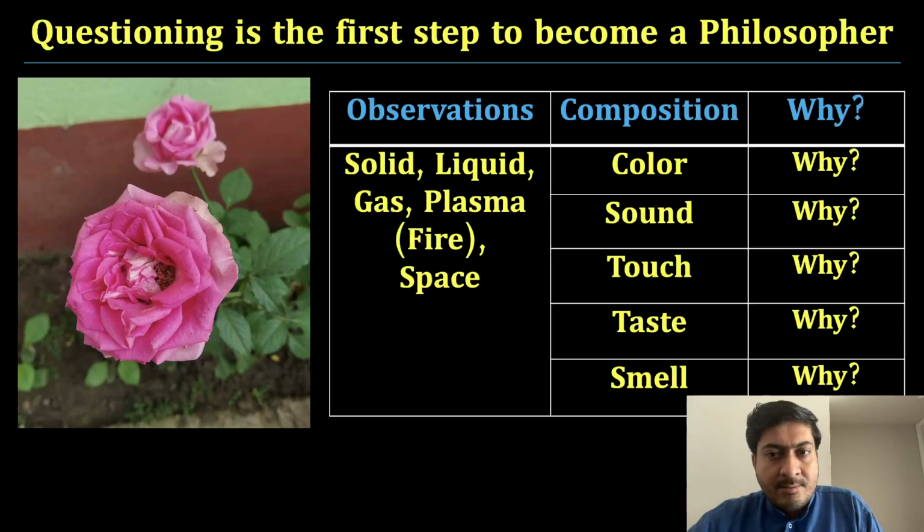So the first question a human being should ask is why these observations are happening at all, the solid, liquid, gas, plasma, fire, space. And also the composition of them is the color, sound, taste, touch, and smell. Each object has its own composition in different amounts. So an object can be blue in color, another can be red in color. It can have different touch sensation. Also, it can have taste or no taste. And a questioner will definitely ask why this is having any color at all, why this is not having any color at all, what's the origin of the sound, touch, taste, and smell.